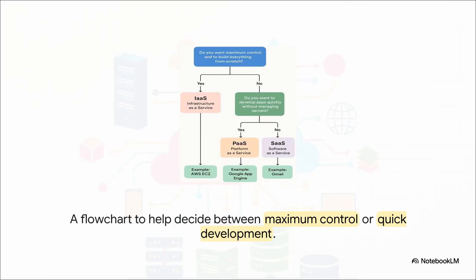Making these deployment decisions essentially boils down to a highly actionable binary strategy. The very first thing a business has to ask is, do we want maximum control and do we want to build everything from scratch? If the answer is yes, boom, you go straight down the IaaS path. If no, you ask a second question. Do we want to develop apps really quickly without managing the underlying servers? If you've got a dev team eager to write code, you choose PaaS. But if you just need a tool that your workforce can use right this second, you bypass development completely and just choose SaaS. It's a beautifully simple binary decision matrix that perfectly aligns your technology choices with your actual business capabilities.